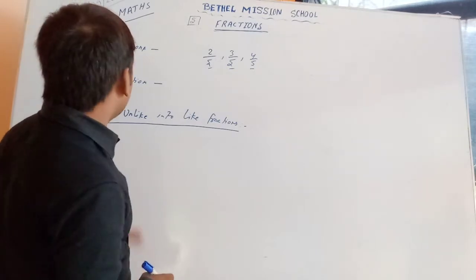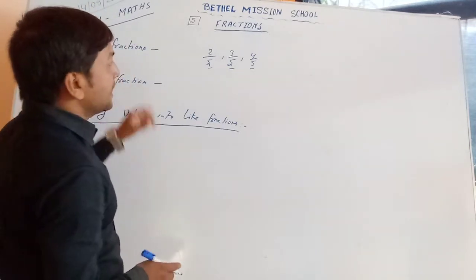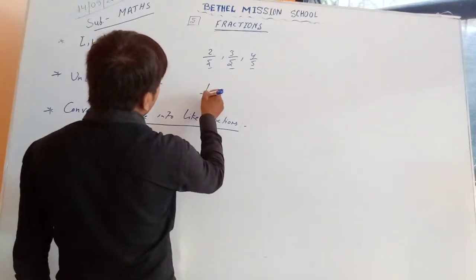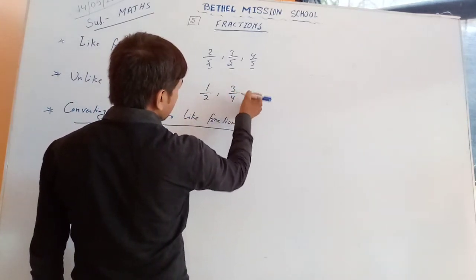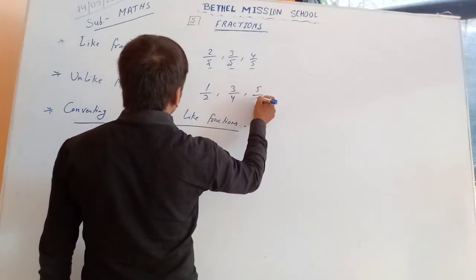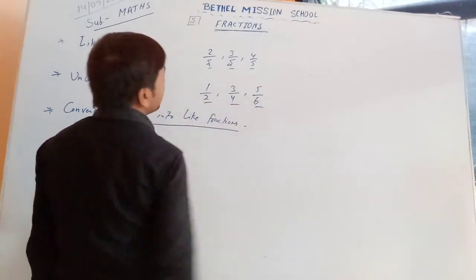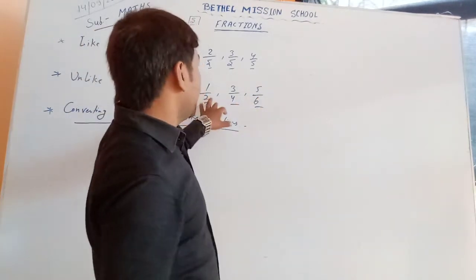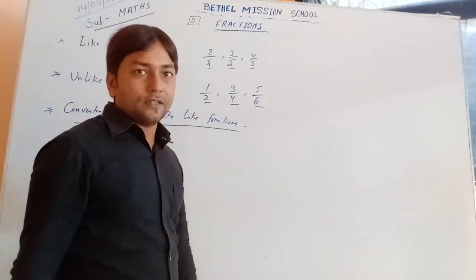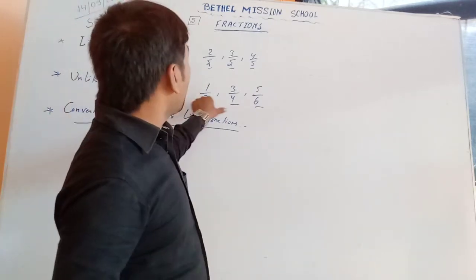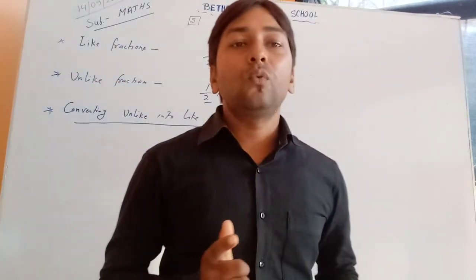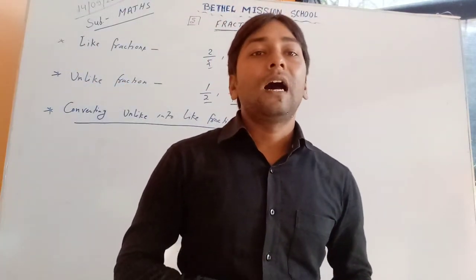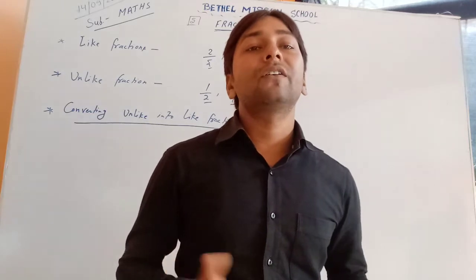Okay, now unlike fractions, just the opposite. If the denominators are not equal, these are said to be unlike fractions. Two or more than two fractions having unequal denominators are said to be unlike fractions.